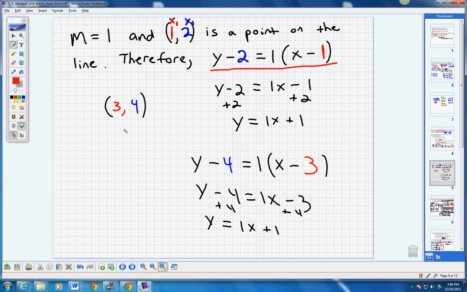Gary, during class, said, Mr. Claxon, I didn't use 1, 2, so he wanted to use 3, 4. So down here, that is the example when using the other point. You can see they both give me the same result, y equals 1x plus 1, y equals 1x plus 1. So both give me the same result. It really doesn't matter what point you choose to put in there. Most people choose this one because it was x1, y1. You could have chosen the other one as well.